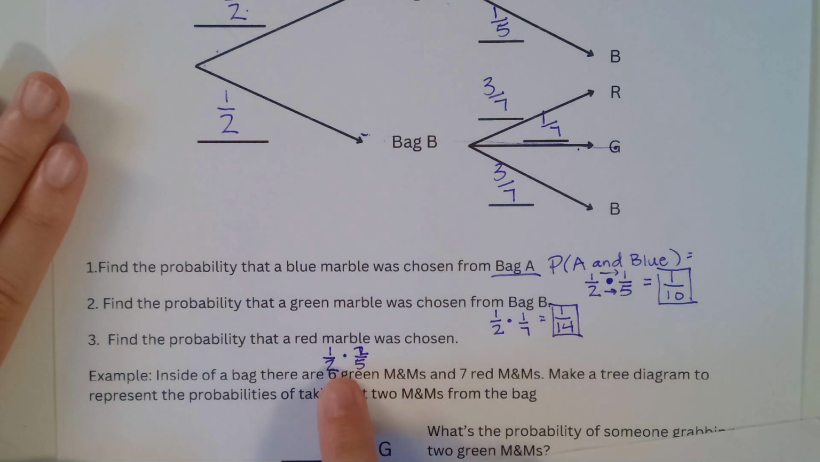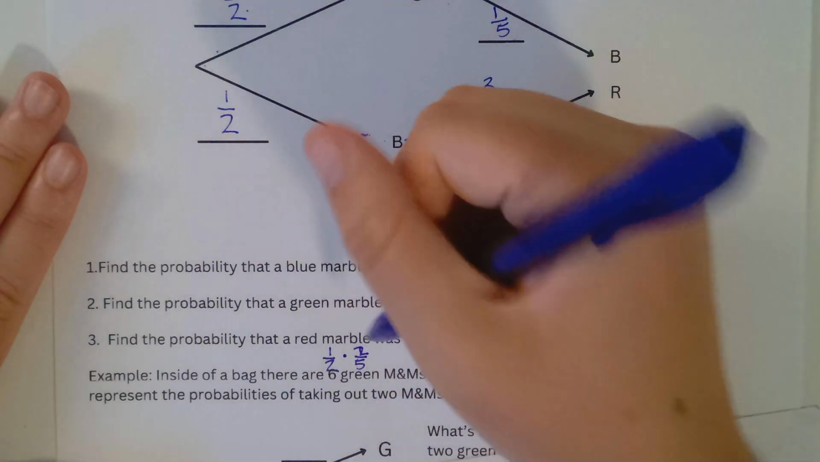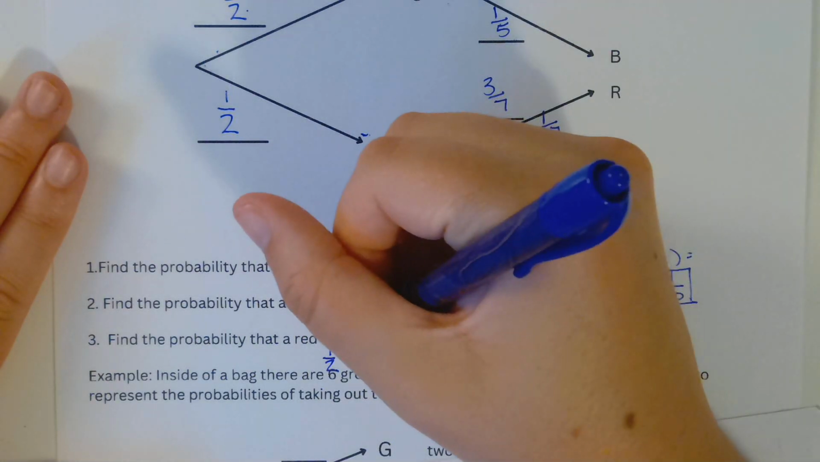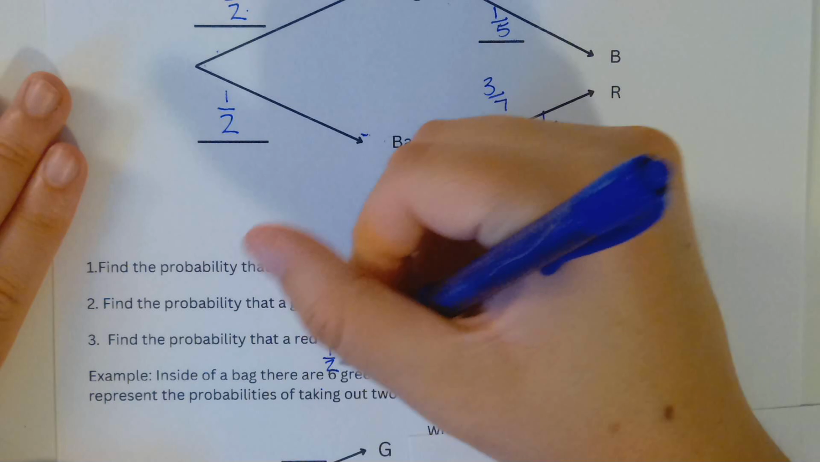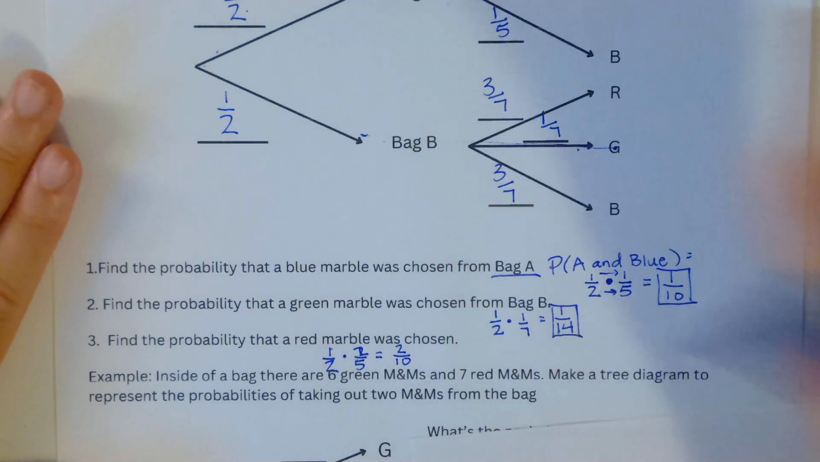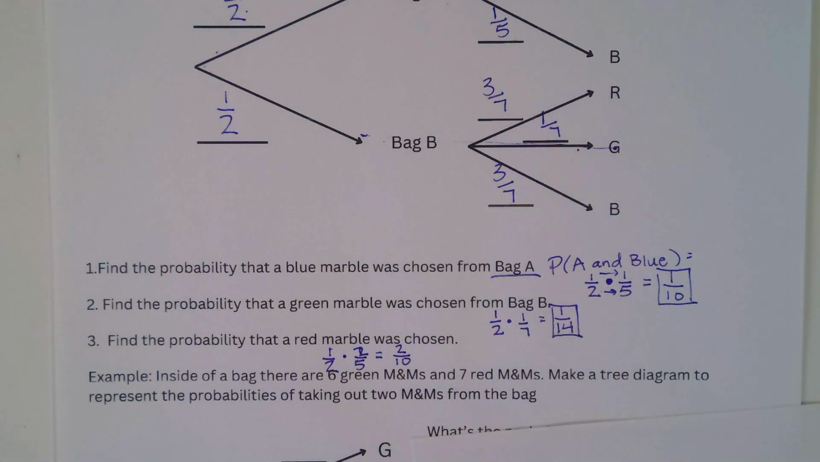So I cross through 1/2, then I cross through 2 out of 5. You're going to multiply those together. So multiply straight across. 1 times 2 is 2. 2 times 5 is 10. So it's a 2 out of 10 chance.